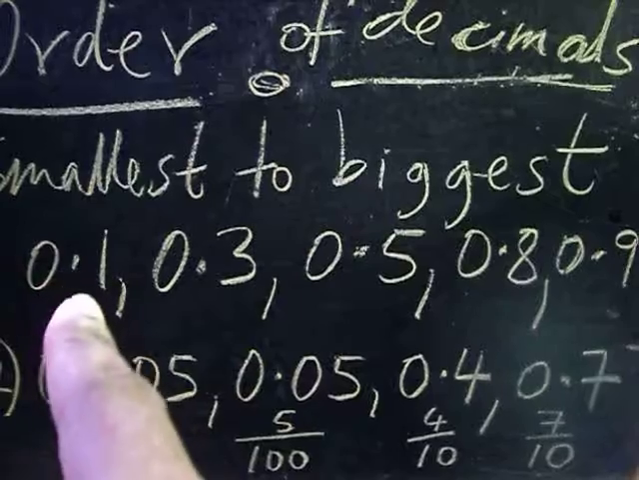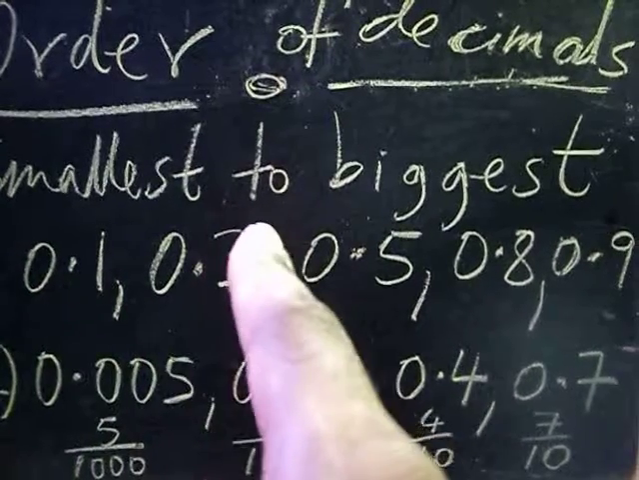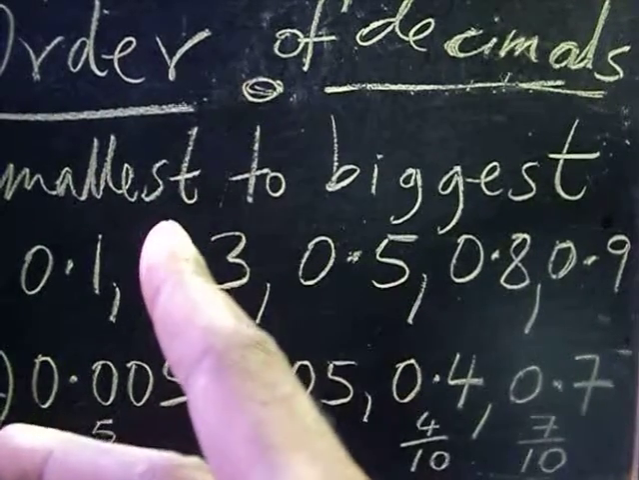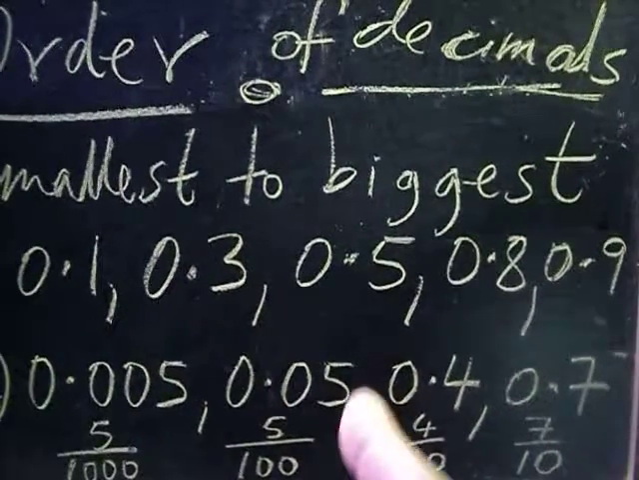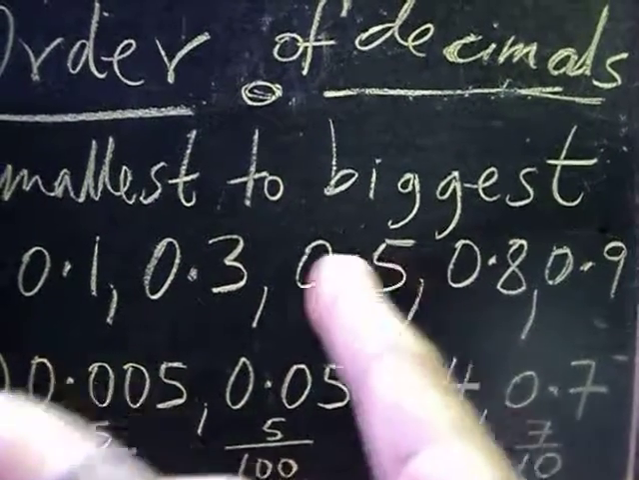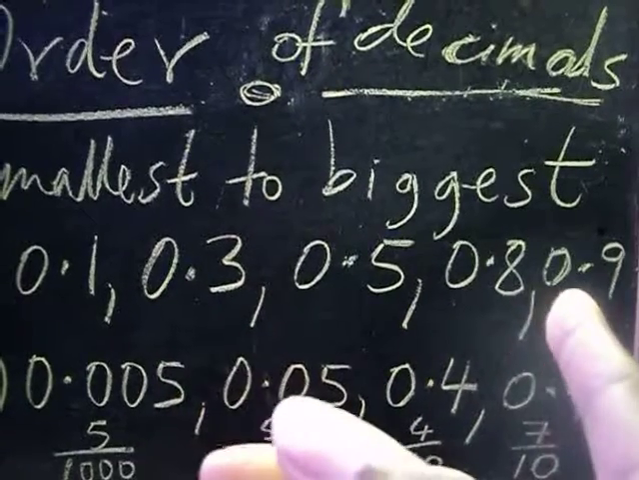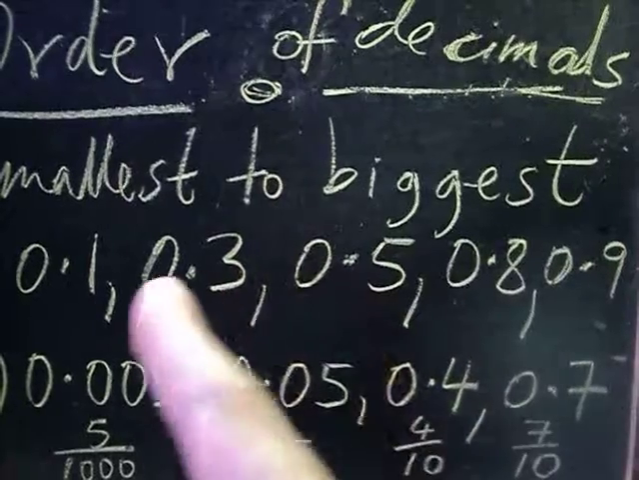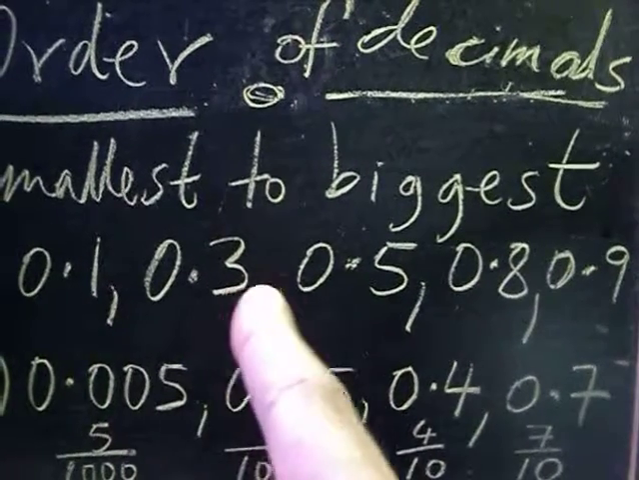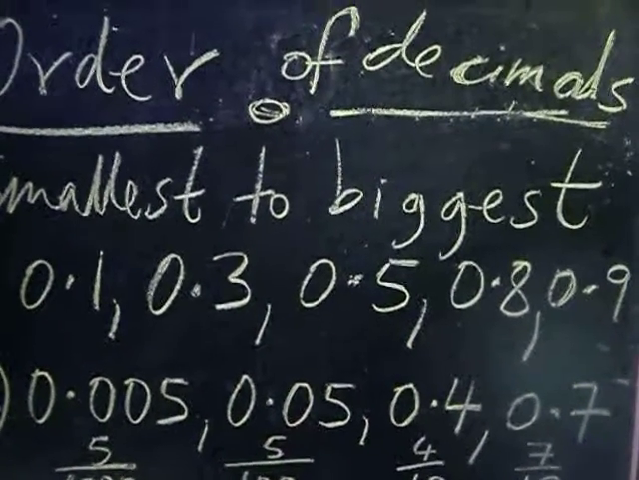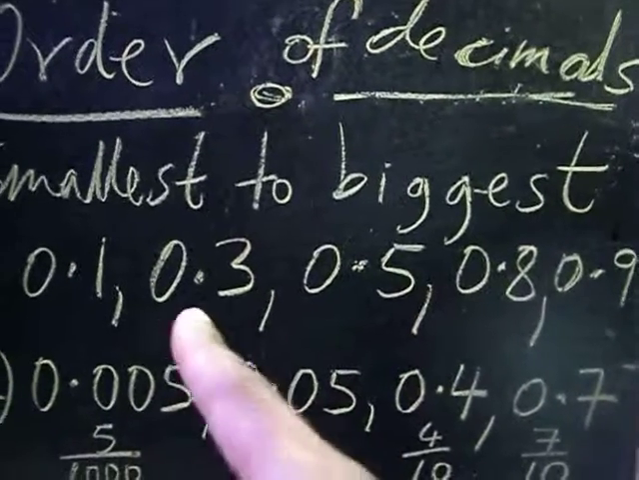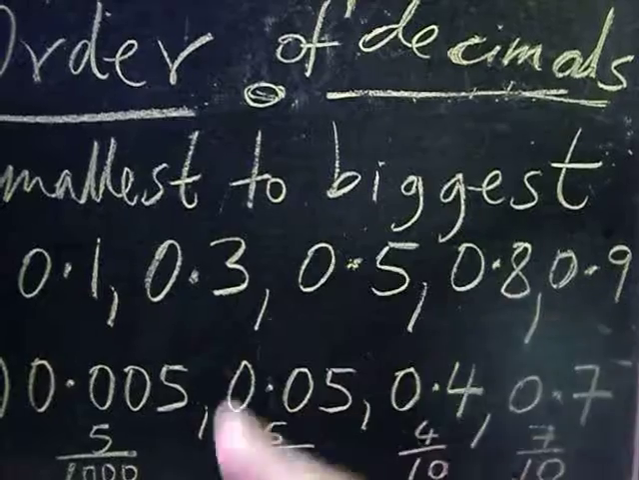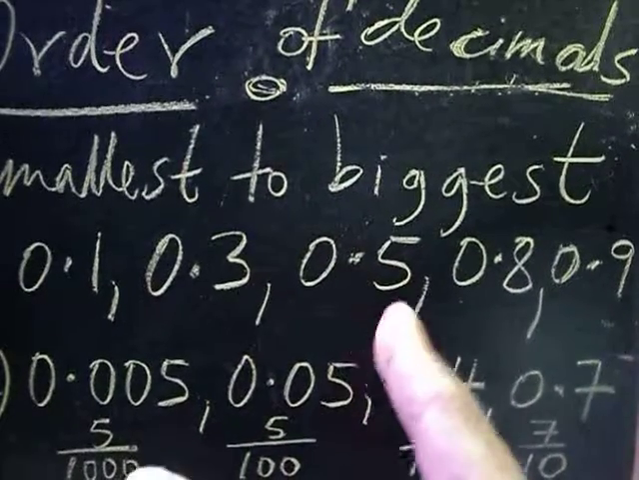1/10 of a cake is smaller than 3/10 of it. Of course, there are 3 of them, which is bigger than the 1/10. If you have 5 of them, it's bigger than the 3. If you have 9 of them, it is much bigger than 0.1 or 0.3, 0.5. So you must understand that. And you can see 1 is smaller than 3, 1 is smaller than 9, 9 is the biggest there.